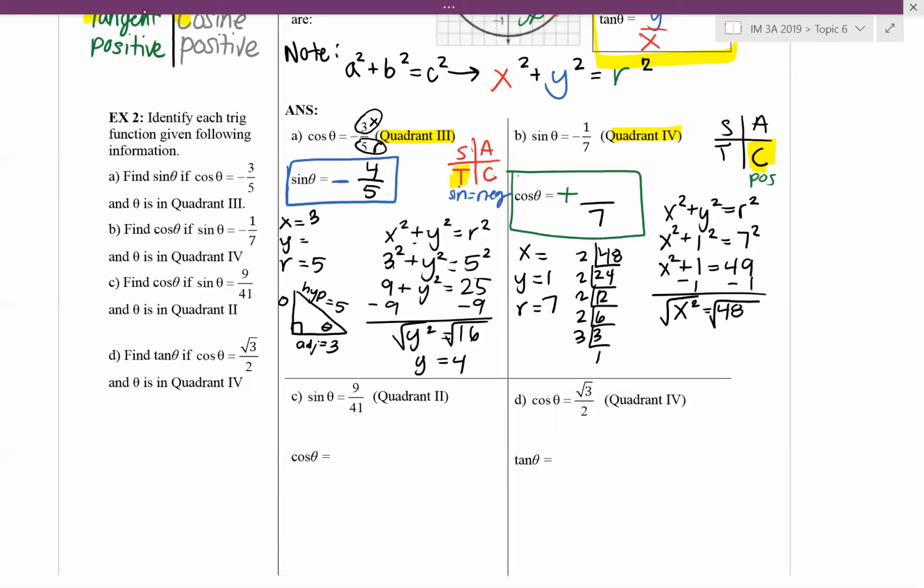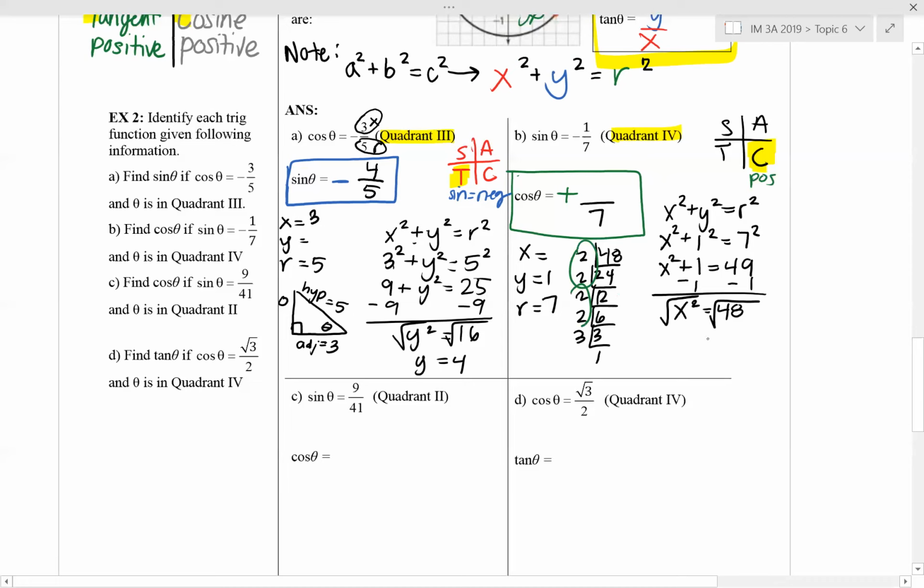So since there are 2 pairs of 2s, I can take out a 2 and a 2. So 2 times 2 is 4. And then I'm left with 3 times 1. So the cosine of theta is 4 times the square root of 3 over 7.